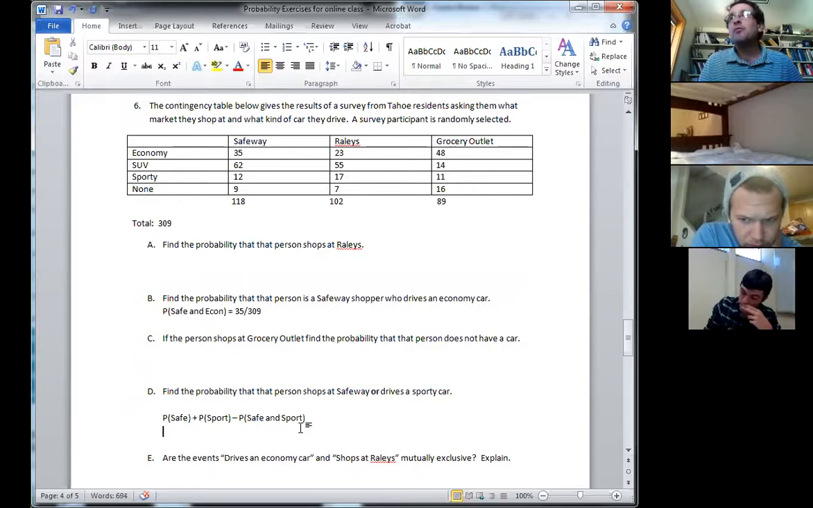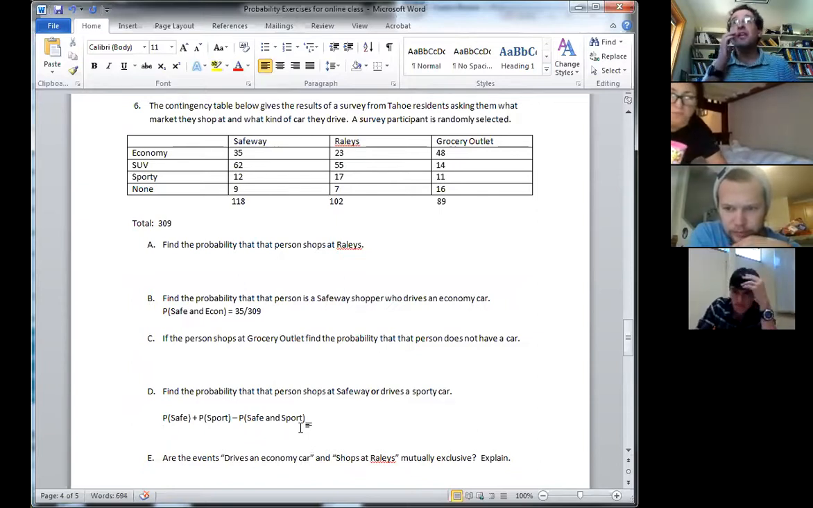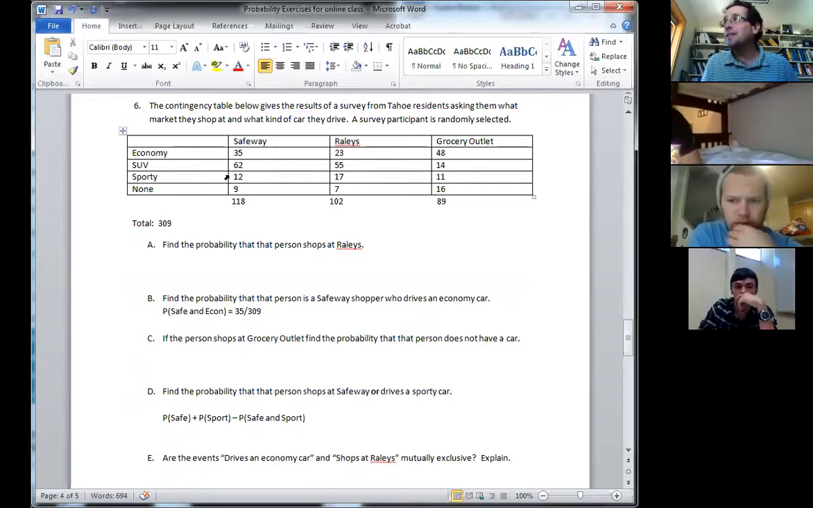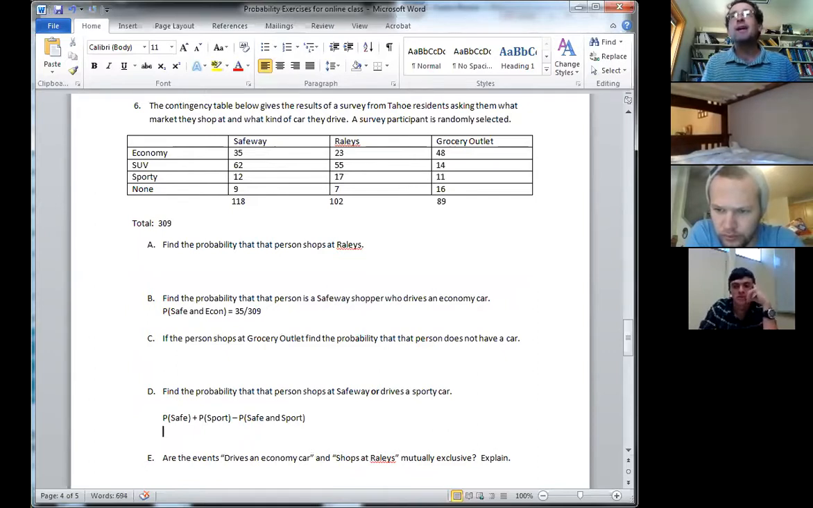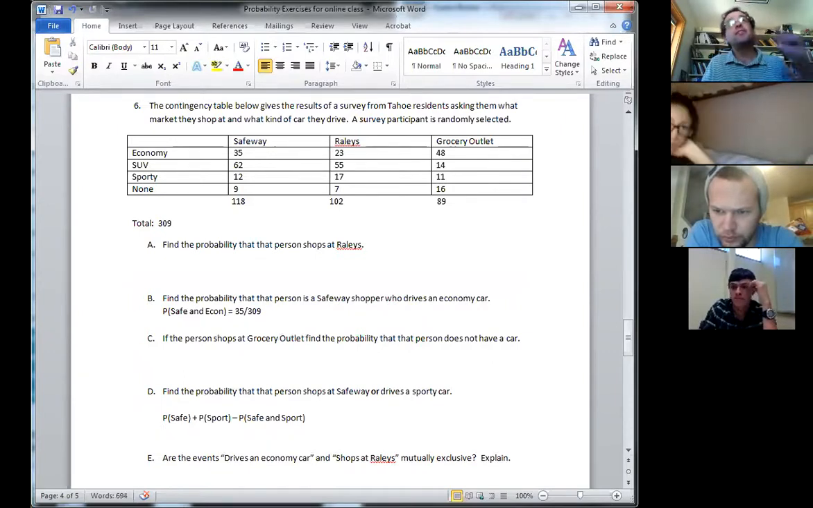Okay, let's see. Megan says 118 over 309. That's a good start. Plus 30 over 309. So that's the sporty cars: 12 plus 17 plus 11 is 40. Is that clear? So 12 plus 17 is 29, plus 11 is 39, and one more is 40. So I think you got the right idea. My guess is you just made an arithmetic mistake. And then minus 118 over 309 times 30 over 309, and that's not quite right. That's only true if they're independent.